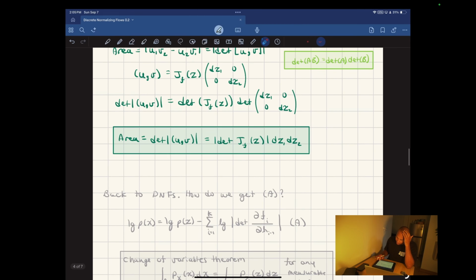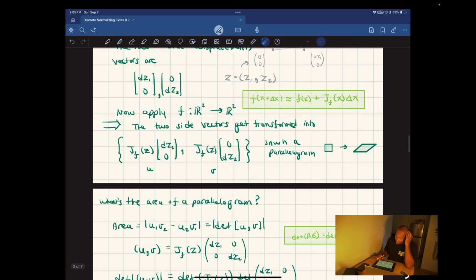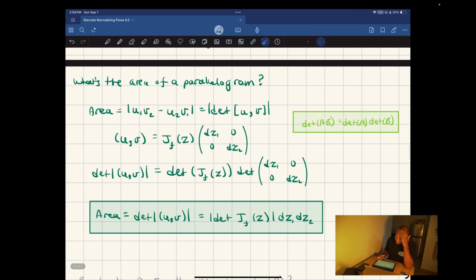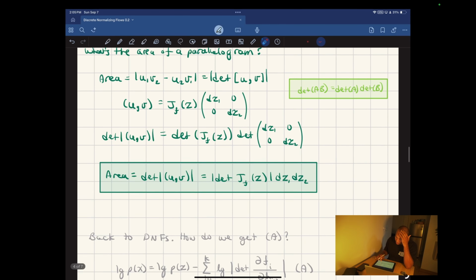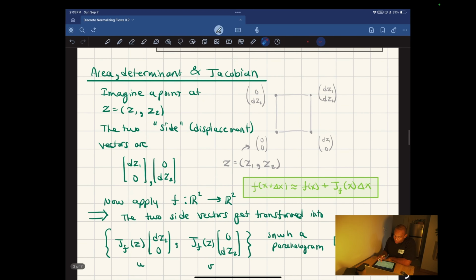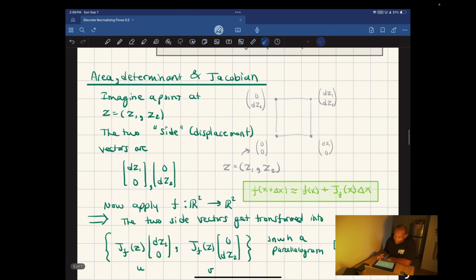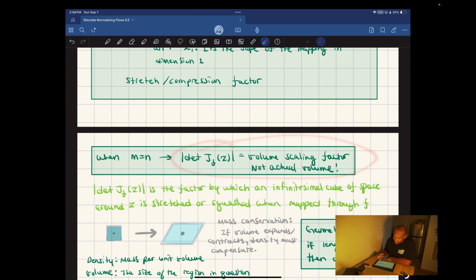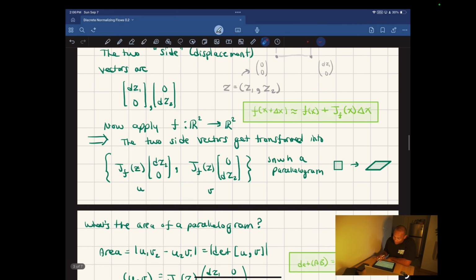So remember that property. Essentially, dz1 and dz2 are our two original displacement vectors. I'm trying to show you that the determinant is, how did I describe it? A volume scaling factor, right? The determinant is a volume scaling factor. It's not the actual volume, it's a volume scaling factor.